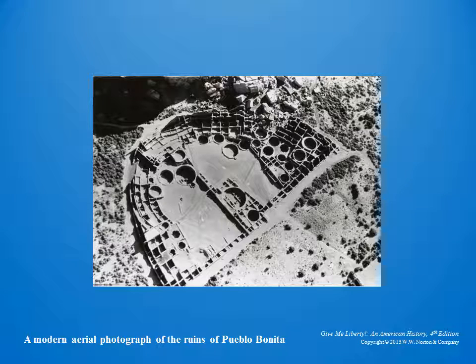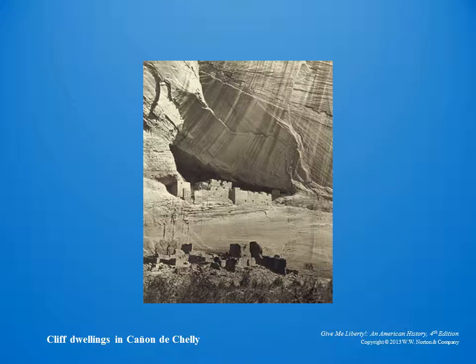This is a modern aerial photograph of the ruins of Pueblo Bonito. This is in present-day New Mexico. You can see the rectangular structures are the foundations of dwellings, and the circular ones are kivas, places of religious worship. The next picture here are the cliff dwellings in Arizona. These cliff dwellings were believed to have been created anywhere between 300 and 1300, but this photograph was taken in 1873.